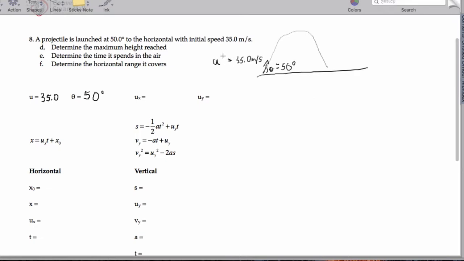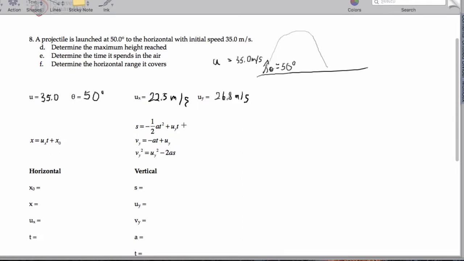And now what we're going to do is, this is a vector, so we're going to split it into its vector components, just as we've done before. So in this case, that's going to be 35 times the cosine of 50, and that's going to give us 22.5 meters per second. And for uy, we're going to do something similar. So we're going to take this 35, and we'll take the sine of 50, multiply those two things together, and then we'll get 26.8 meters per second.